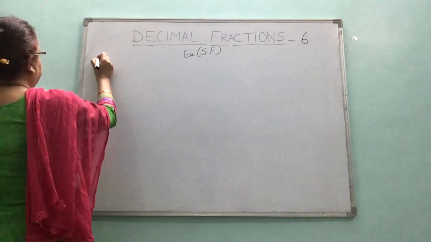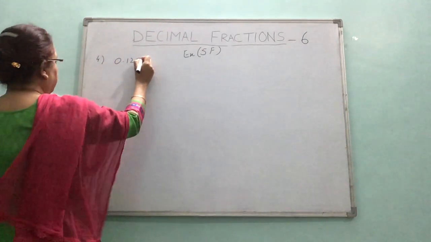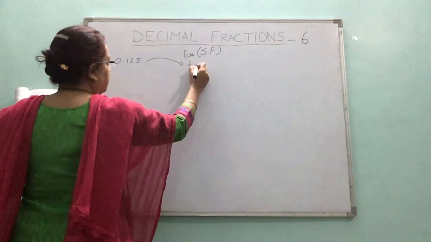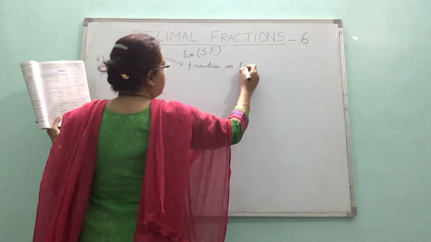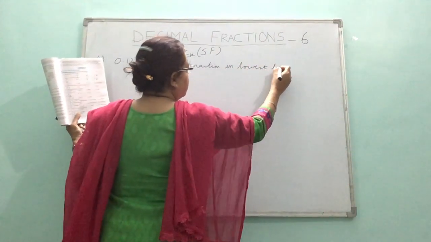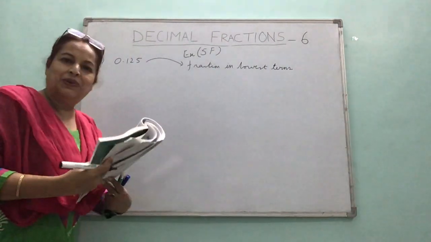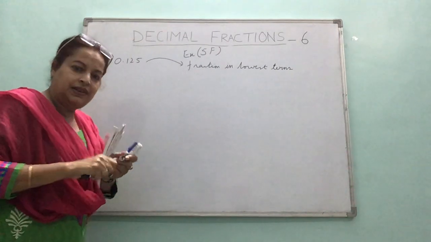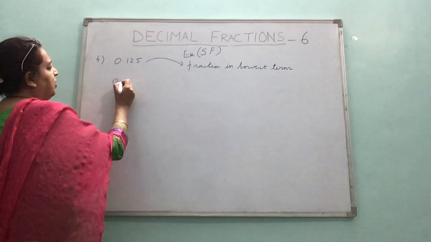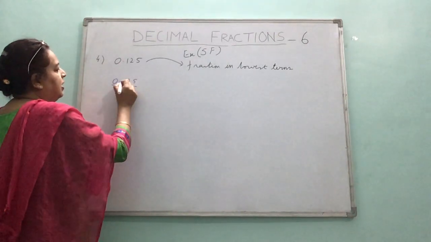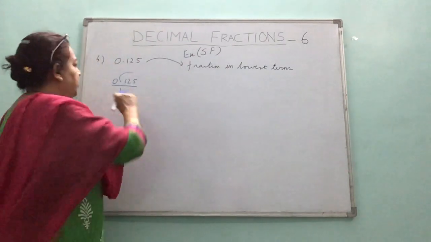I am taking question number 4. The question is 0.125. We have to convert to a fraction in lowest terms. In lowest terms means we will reduce also. So first of all we have to convert decimal to fraction, and that you know is quite easy, right? Right children? Let's see. So when we copy, remember, we draw this line. For decimal put 1. As I said, you don't have to show that, but if it is easier, you can always show it.